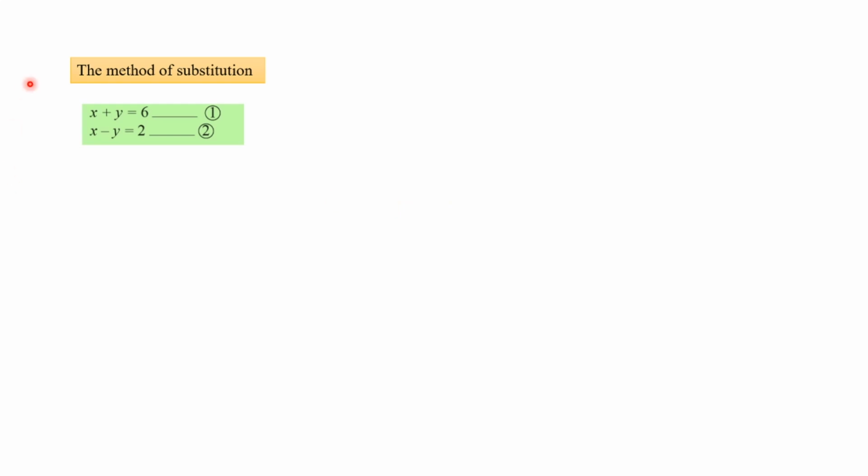So you can see here the method of substitution. This is a combination of two unknowns, x and y: x plus y equals 6 and x minus y equals 2. The meaning of that is there are two variables or two unknowns. If you add these two unknowns, it will be 6, and if you take the difference between them, it will be 2. So how do you find the values? I am going to explain the method of substitution.